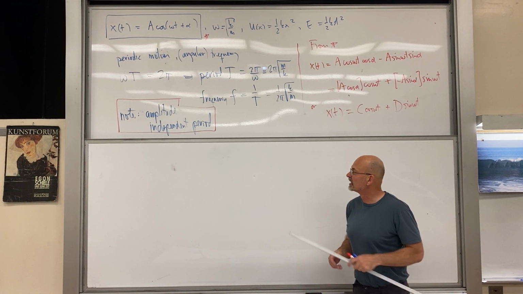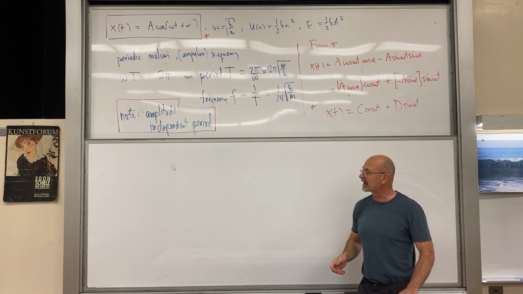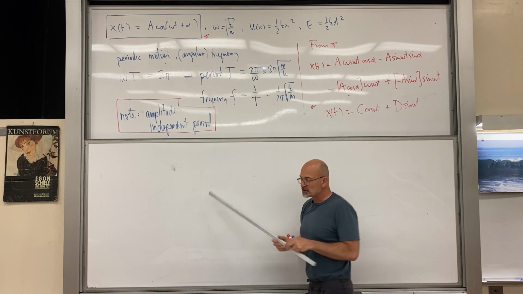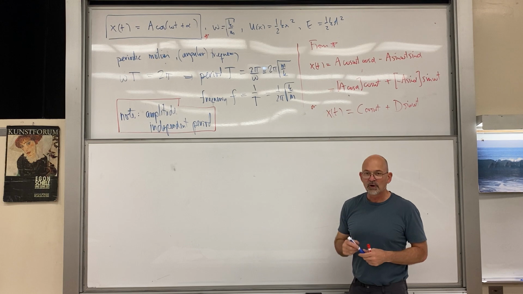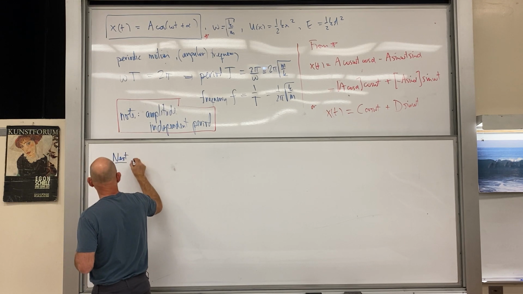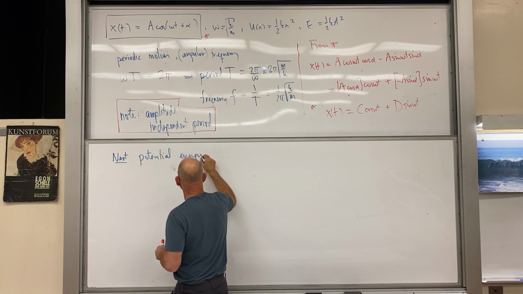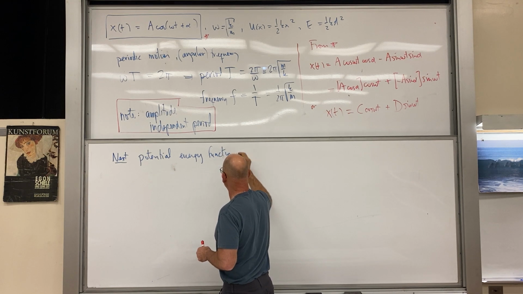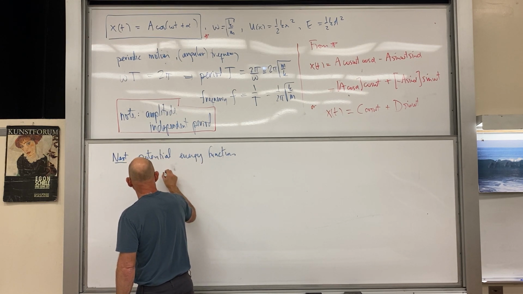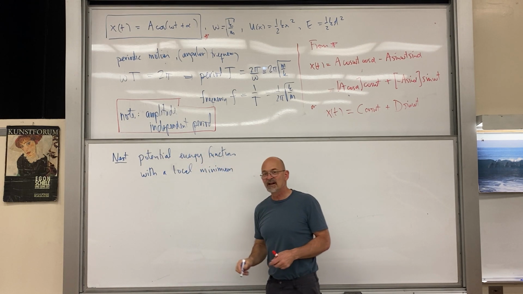Okay, what we're going to do next is, now that we've obtained this result, we're going to go back to the physics and investigate what type of physical situation leads to this very important type of motion here. So we're going to return to potential energy functions with a local minimum. And we can come up with any number of these.